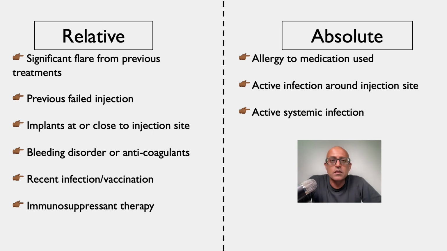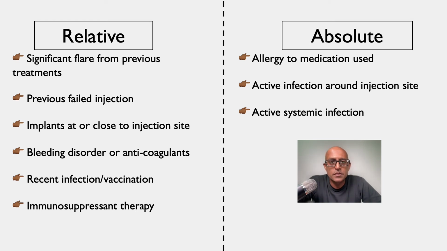There may be metal or implants in and around the injection site, or the patient may be on anticoagulants or have a bleeding disorder, and so it's important to proceed with caution. If they've had a recent infection or vaccination, such as the COVID vaccine, treatments may interfere with this and vice versa. And similarly, if they're on immunosuppressant therapy, it may interfere with the healing or the outcomes of the procedure.